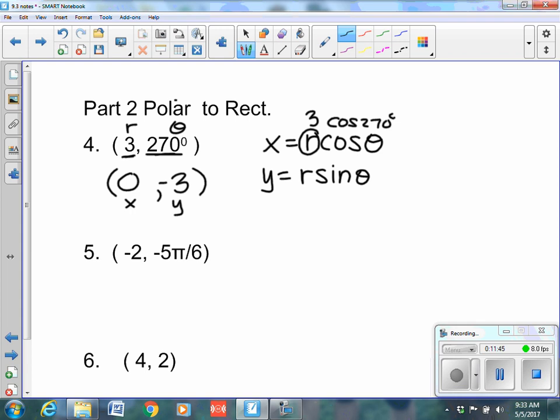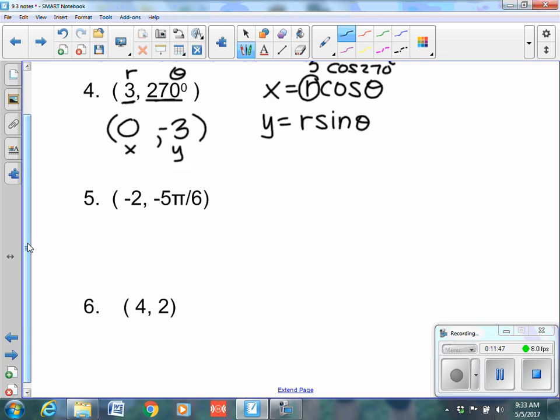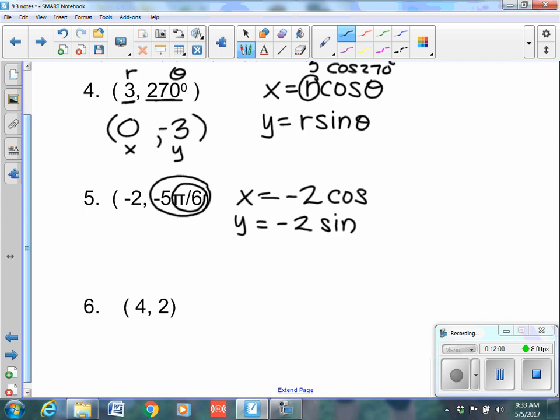I don't know why I have 80 million of these, but I have 80 million of these. x equals negative 2 cosine of something, and y equals negative 2 sine of something. If you don't want to work in radians, use the shortcut. It's in pi over 6, or 30s. How many 30s? Negative 5. Negative 5 times 30 is negative 150. So you're working with negative 150 degrees.